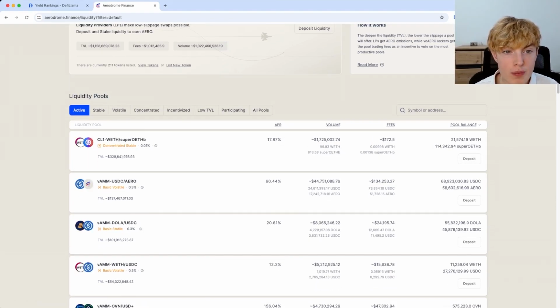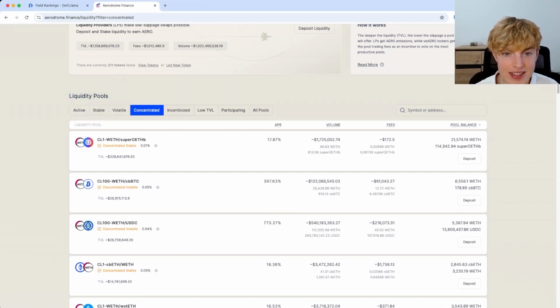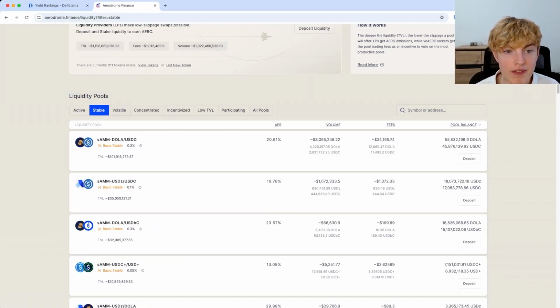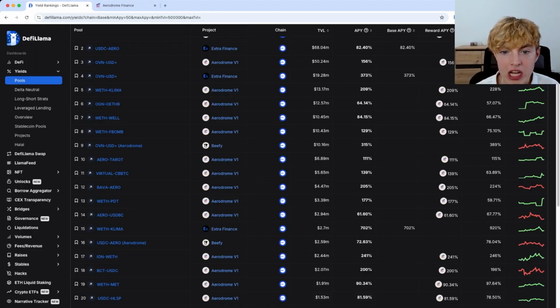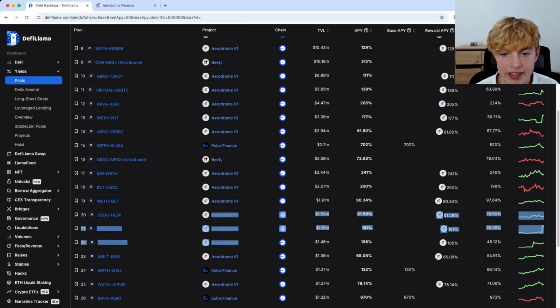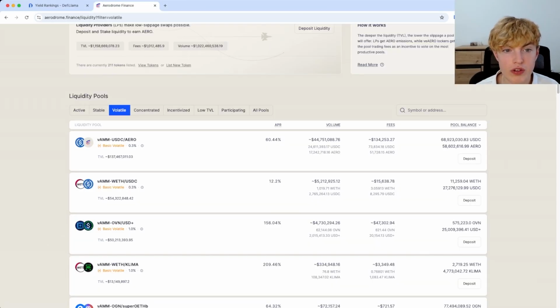And under the liquidity pool section, you'll notice we have active, stable, volatile, concentrated, incentivized, and more. So stable and volatile, this is Aerodrome V1. As you can see, many of these pools over here on DeFi Llama are showing up on Aerodrome V1. These are full range liquidity pools and they're not concentrated. And if you'd want to concentrate them, you'd have to go over to concentrated over on Aerodrome.